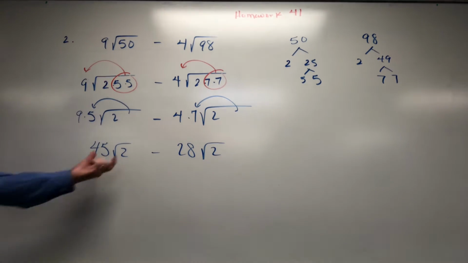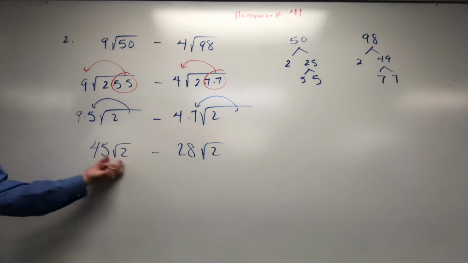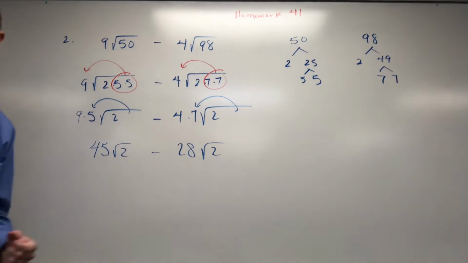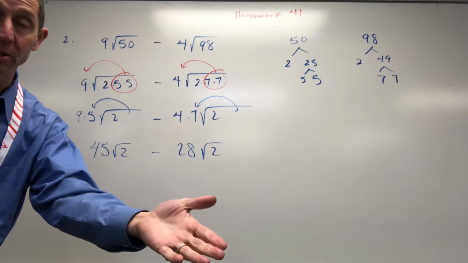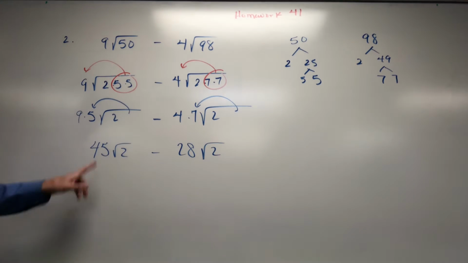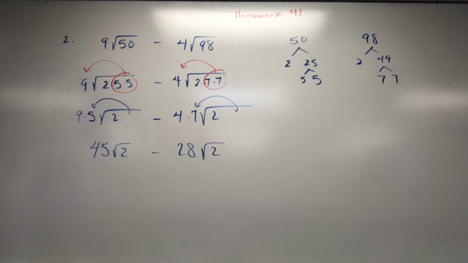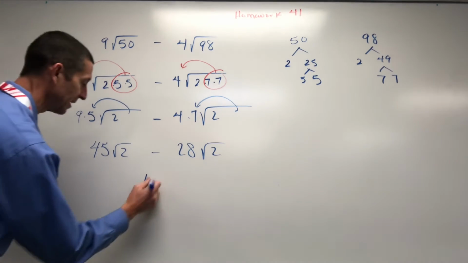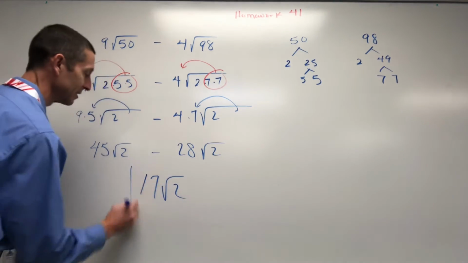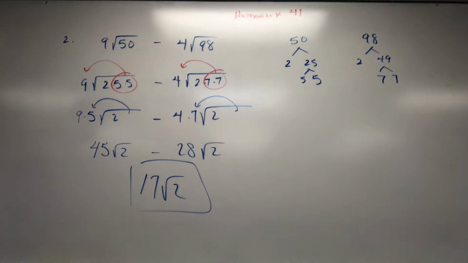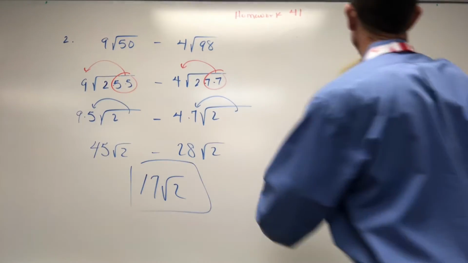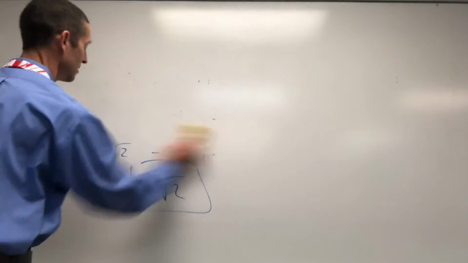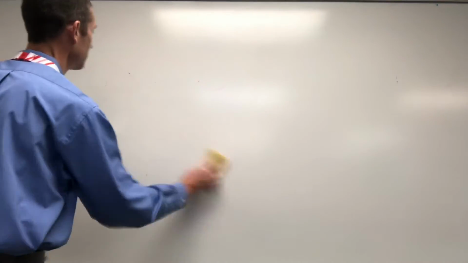So now it's a problem where you have like terms. This square root of 2, that square root of 2. With like terms, you can go ahead and add and subtract. 45 of them, take away 28 of them. What is that, 17 of them? That's left over, that's your answer. So there you go. All right, let's get it all out of the way. That didn't all erase very well.